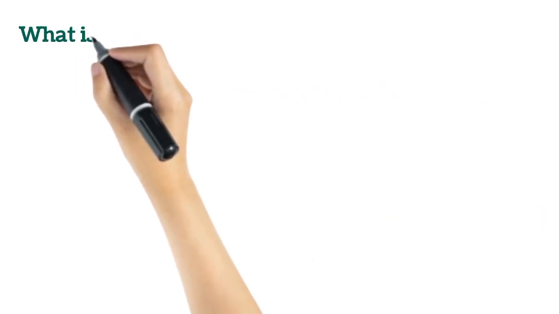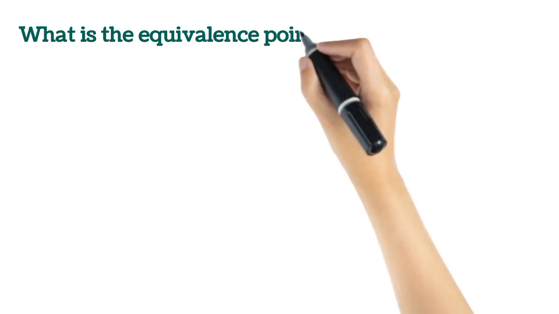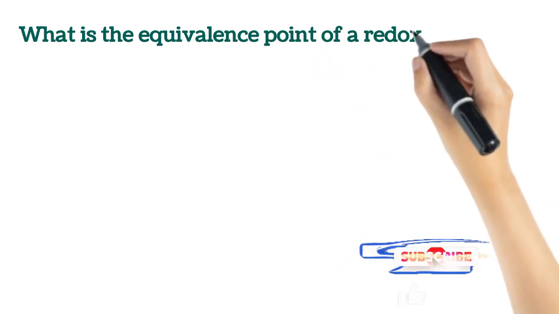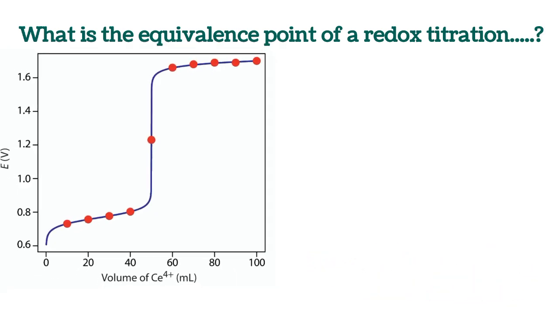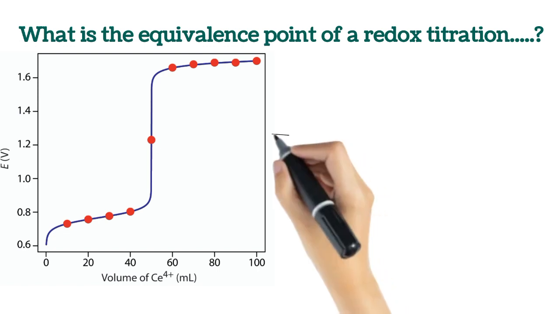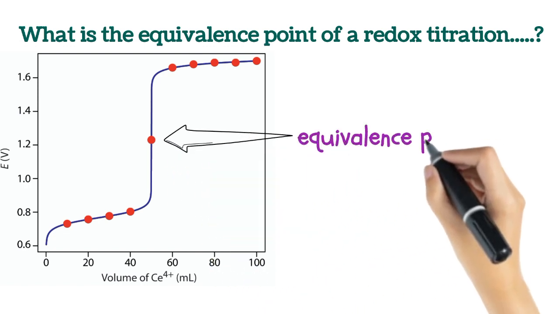We have to focus on the equivalence point of a redox reaction. The equivalence point is the point at which the reactants react according to the stoichiometric ratio.